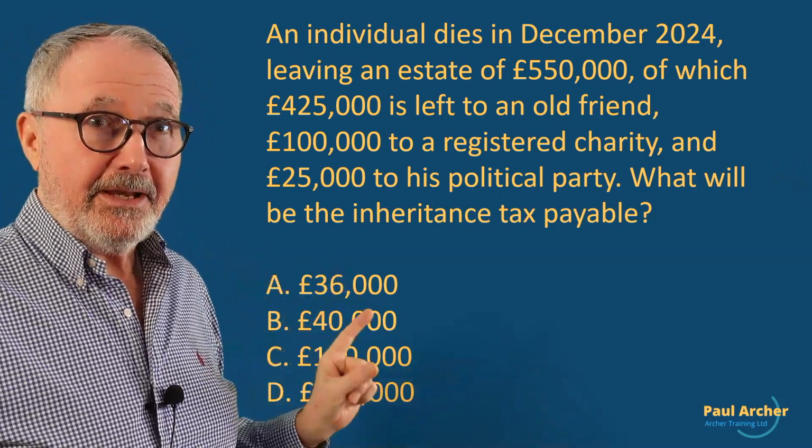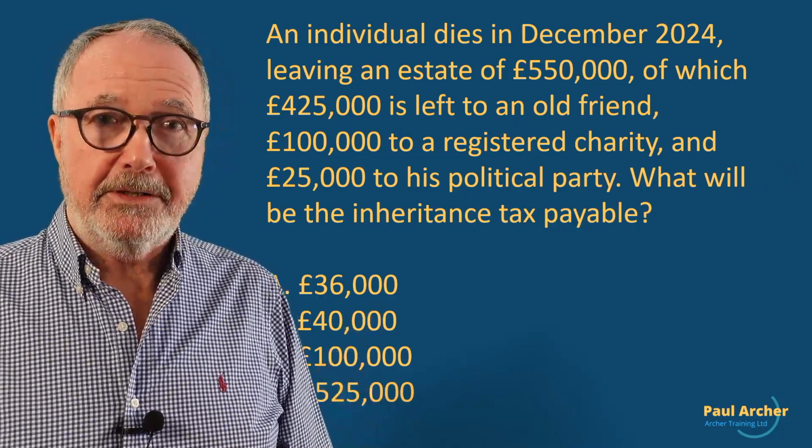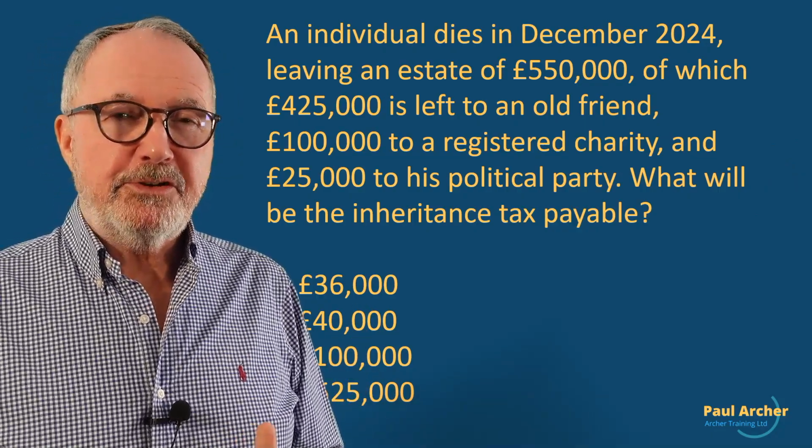And that therefore means that A is the correct answer, £36,000. A lot of people get that one wrong because they don't read the detail. People accuse CeMAP of trying to trick you. They don't.